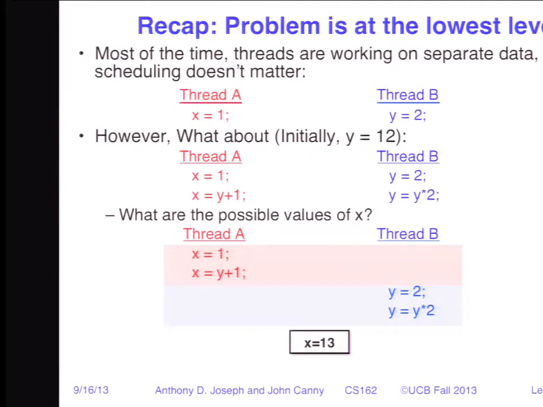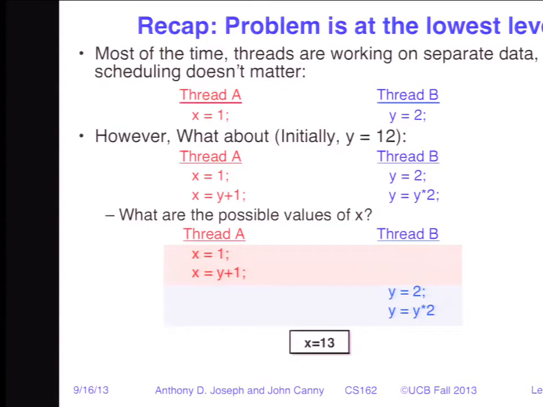So here, in this case, it doesn't matter what the interleavings are, because we're dealing with two different variables. As long as X and Y aren't aliased to the same location, it doesn't matter whether we run thread A first or thread B first. We're going to end up with the same result. Yes? Why is it 13? I'm going to go through that example again in just a second. So the question is, why are the possible values? How can we get 13?